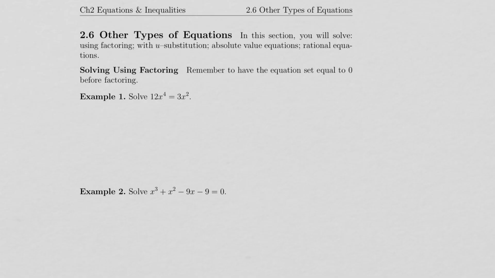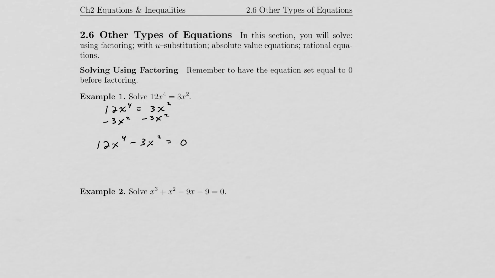So in this first example, I want to solve this equation using factoring. So remember, first of all, that you have to set the equation equal to 0, right? So you have to bring everything to one side. Let's bring everything to the left-hand side. So to do that, I'm going to subtract 3x squared from both sides. And I'm left with 12x to the fourth minus 3x squared is equal to 0.